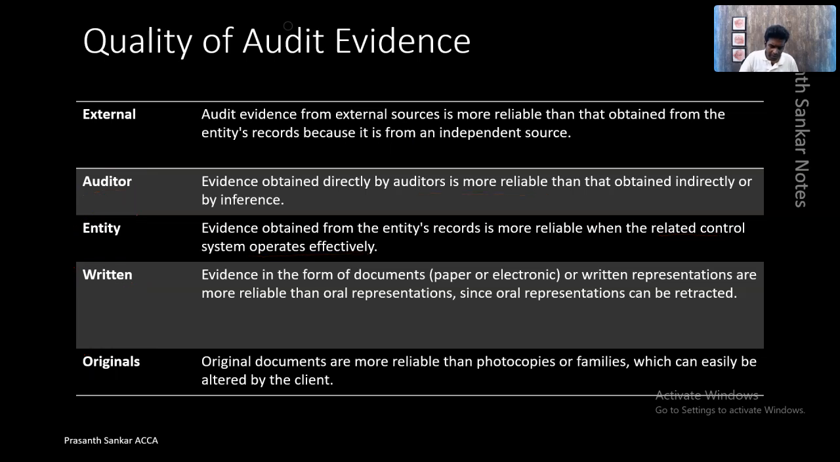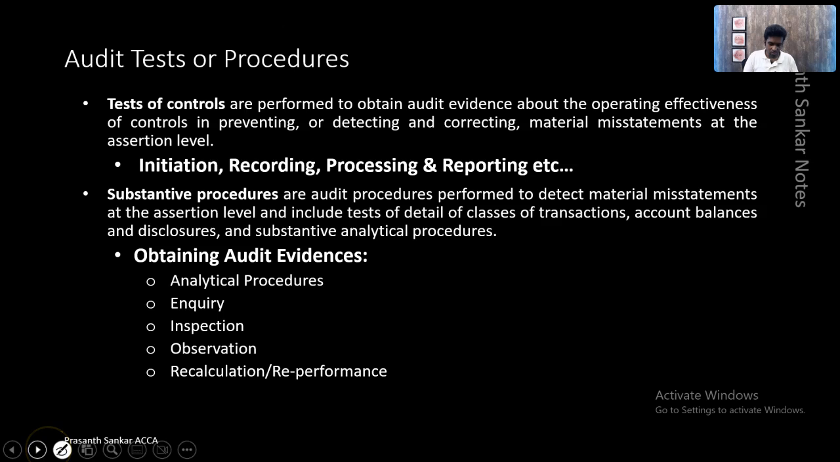And when an auditor is trying to collect these evidences, he performs the so-called procedures that we have highlighted here. Auditor tries to collect the evidences in two nature. First, he tries to prove the control is working fine or working effectively. It's called test of controls.